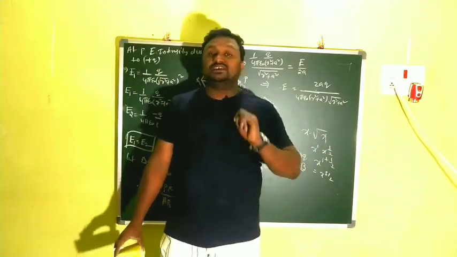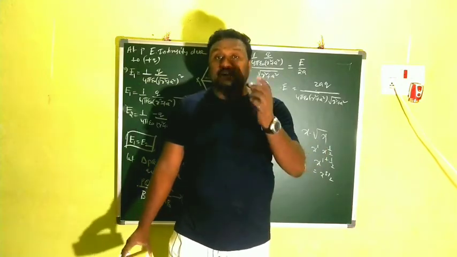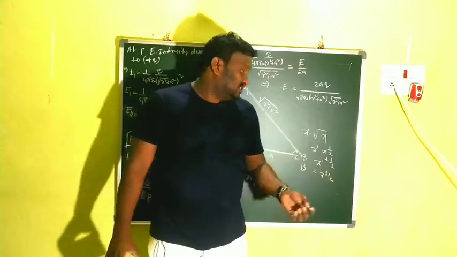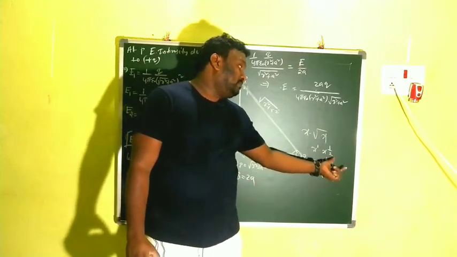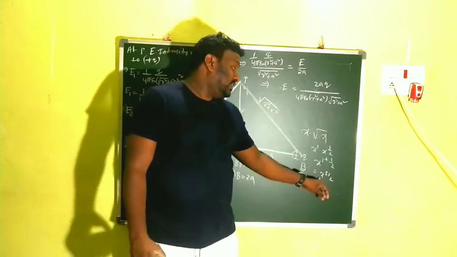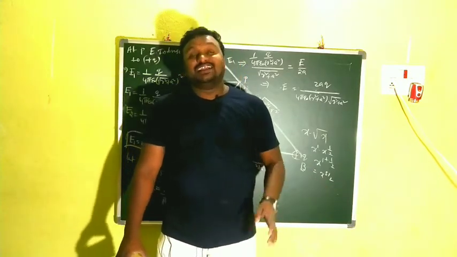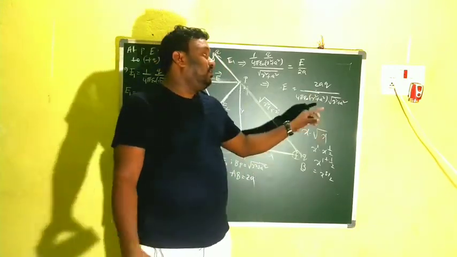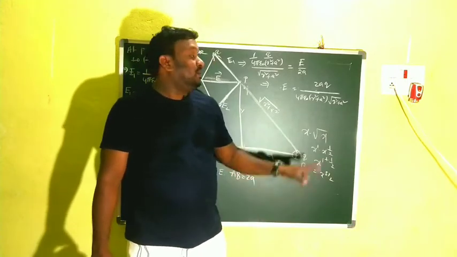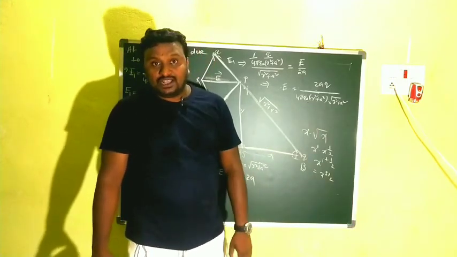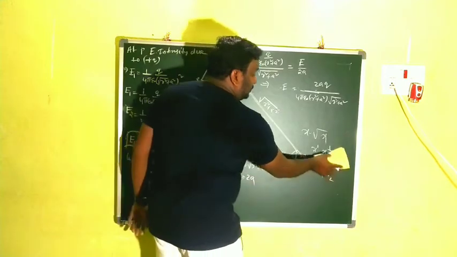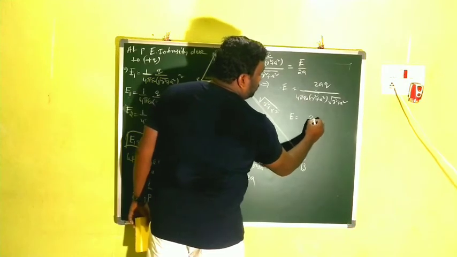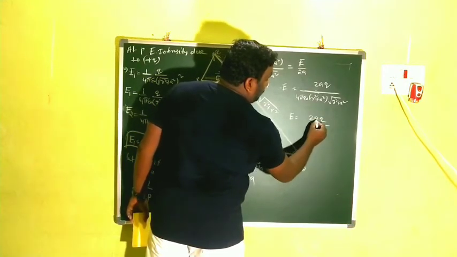Clear? We know that x means x power of 1, and root x means x power of 1 by 2. When bases are equal, we have to add the exponents. That's why x power of 1 plus 1 by 2, that means x power of 3 by 2. Like that, in that equation, instead of x, what you have? R square plus A square. Clear, children? So now I am writing here E is equal to 2AQ by what do you have?